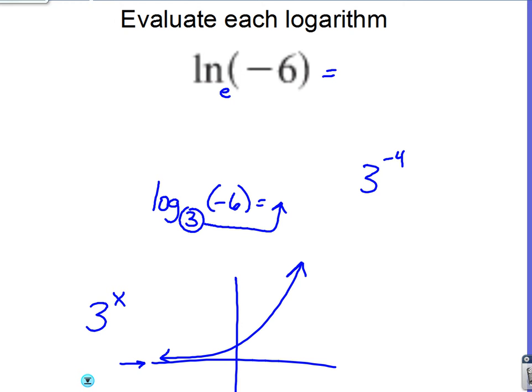So that's the reason any logarithm, log base e, log base 4, log base 10, any logarithm, you cannot take the log of a negative. Never going to have an answer. You can't raise a positive number to any power to give you a negative.